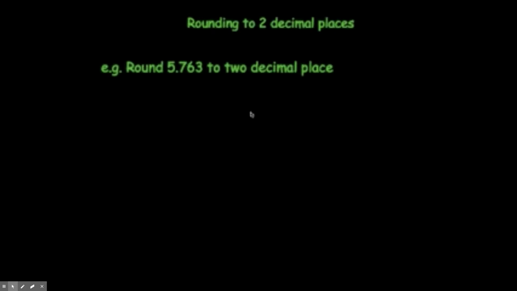Sometimes you might want to be a little bit more accurate whenever you're rounding. So rather than rounding to one decimal place, you may want to round to 2 decimal places. To do that, instead of looking at the second decimal place, this time we're going to look at the third decimal place.